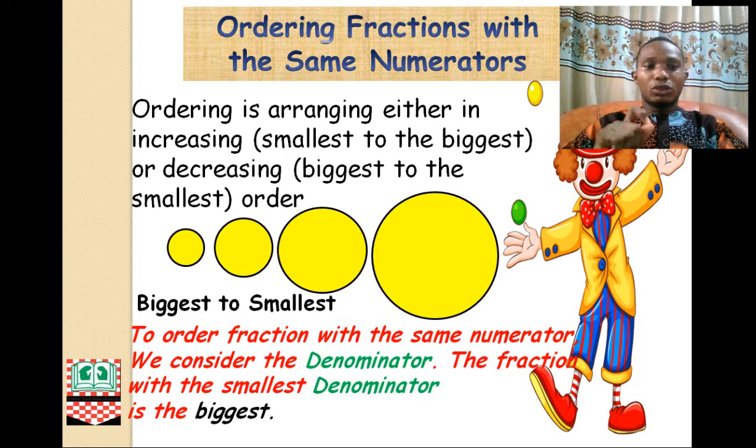Denominator. To order fractions with the same numerators, we consider the denominator. The fraction with the smallest denominator is the biggest. Take note, the fraction with the smallest denominator is the biggest. Okay, put that in mind, that the fraction with the smallest denominator is the biggest.